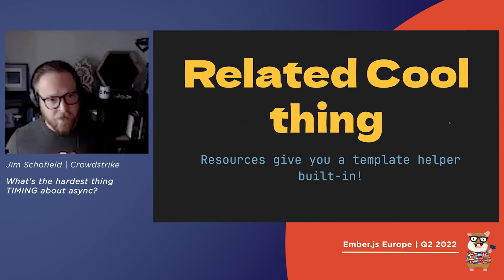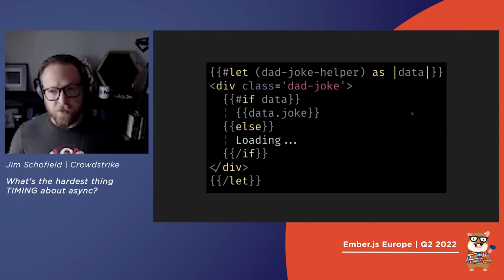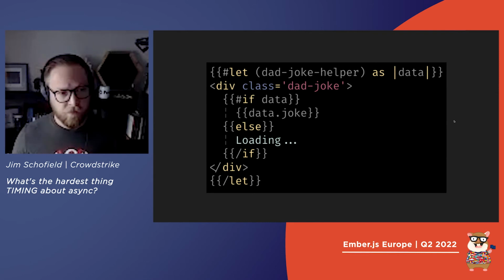So there's a related really cool thing with this implementation of resources, which is that the dad joke helper, whatever we call it, is automatically a template helper that we can call in that implementation. So this actually works without a component class. We call the dad joke helper, and it gives us data back.